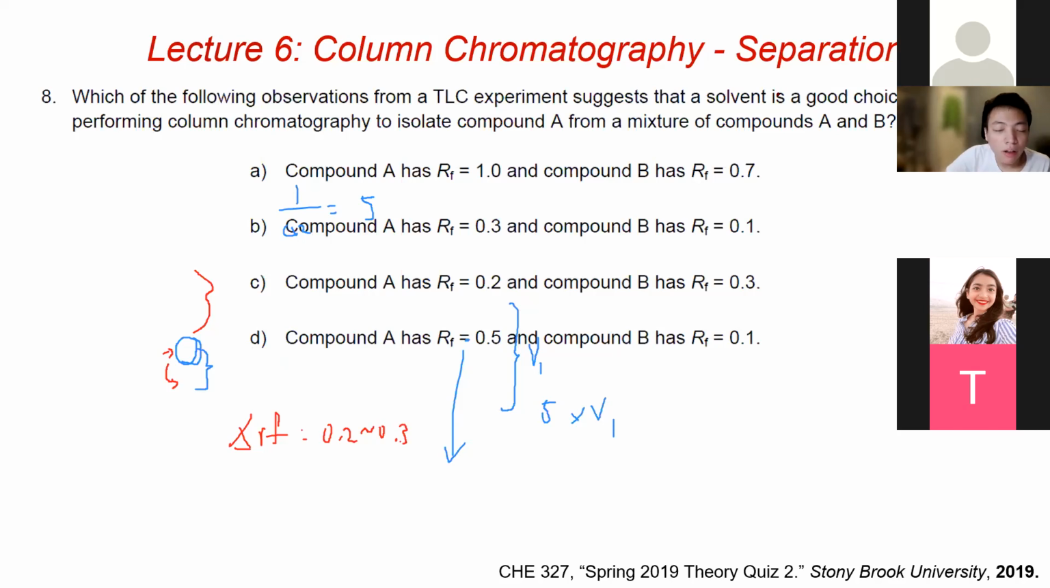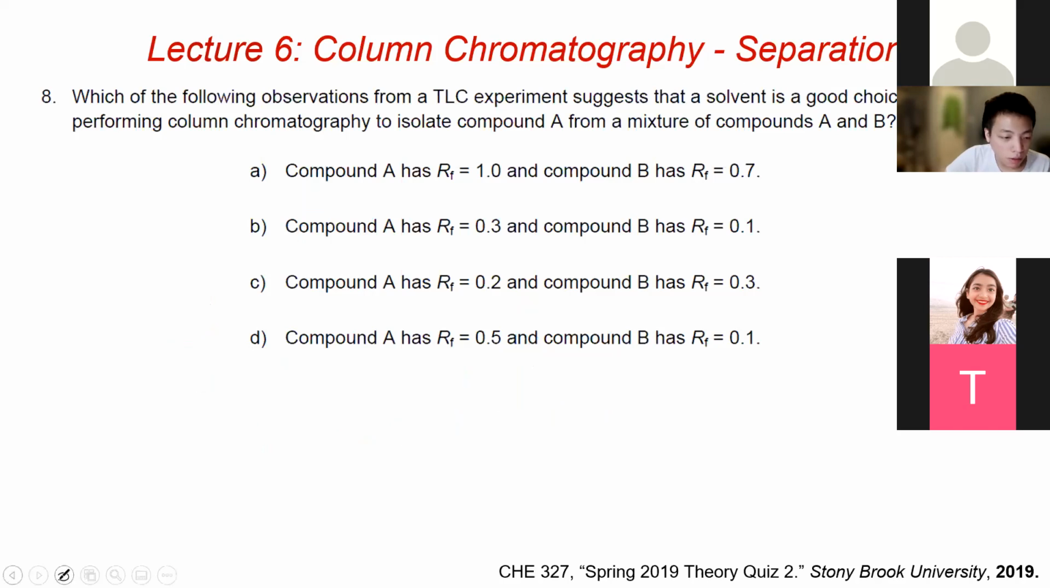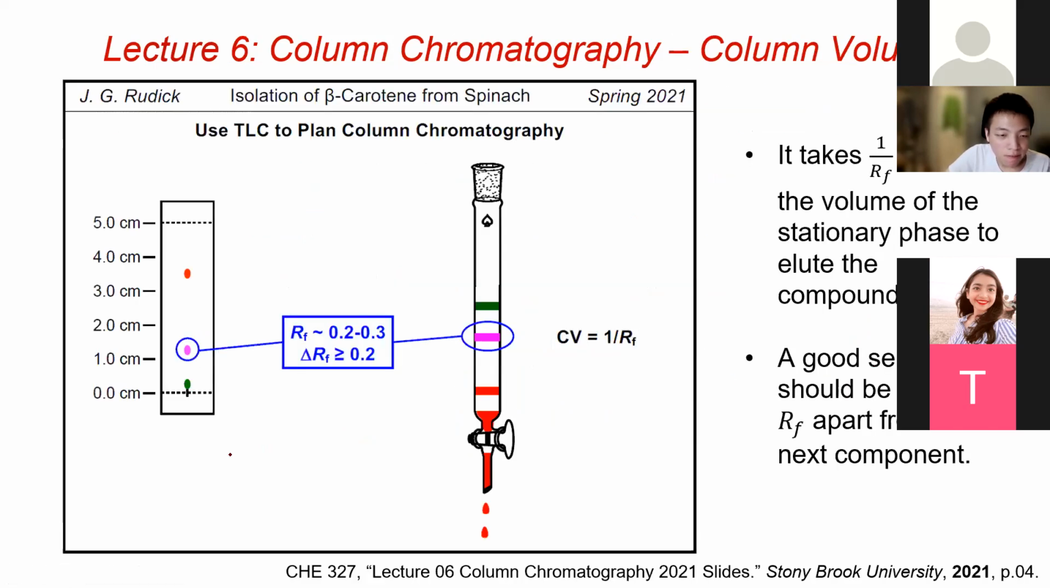Oh, 5. 1 divided by 0.2. So let me get this out. It's just math. 1 over 0.2. That's the Rf value, and that's just 5. And the volume is the volume of the column. So 5 times the volume to get this spot out.